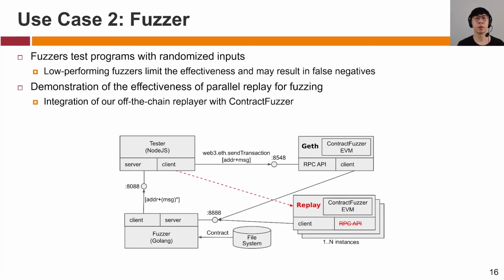Fuzzing is a popular means to assess software quality and exercise a program under test with many randomized inputs. Low-performing fuzzers limit the effectiveness of a fuzzing campaign and may result in many false negatives. To demonstrate the effectiveness of the parallel replay mechanism for fuzzing, we integrated our off-the-chain replayer with a contract fuzzer.